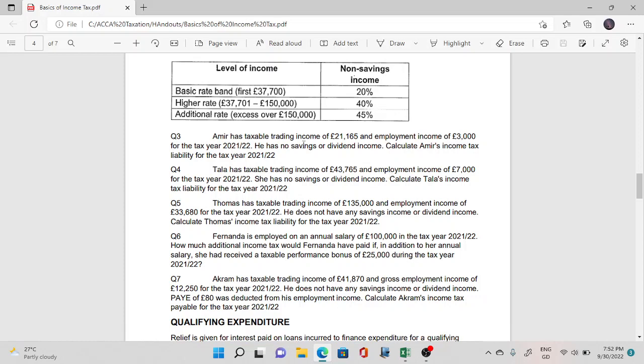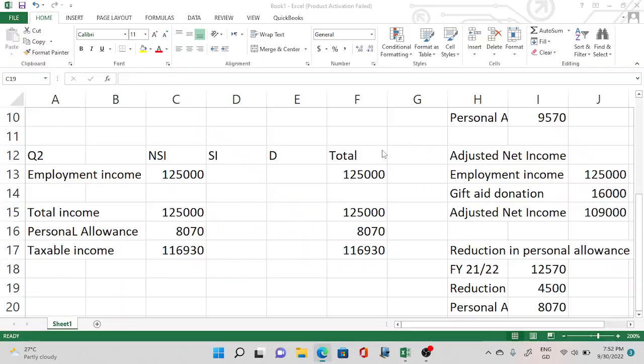Now question number 3. Amir has taxable trading income of this amount, and employment income of this. So trading income and employment income, we add to get the total income, no savings or dividend. Now find out the income tax liability. Question number 3, NSI. He has no savings or dividend, they have already told us this, so just according to the format I am writing total over here.